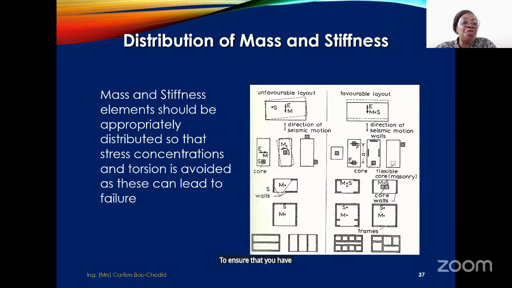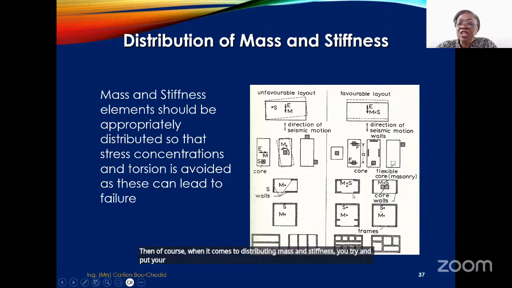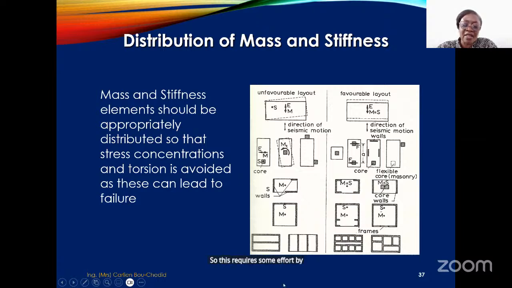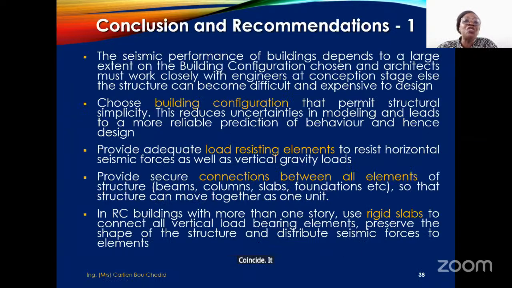So these are just some of the things you can do to ensure that you have the right kind of performance. Then, of course, when it comes to distributing mass and stiffness, you try and put your shear walls and so on around in a uniform manner, so that your stiffness and your mass coincide. So this requires some effort ensuring that stiffness and mass coincide. It's not easily done with software.